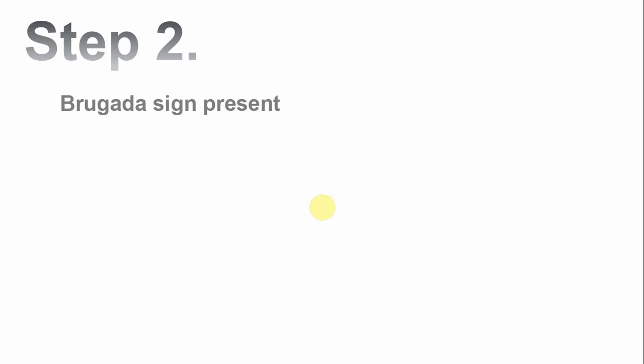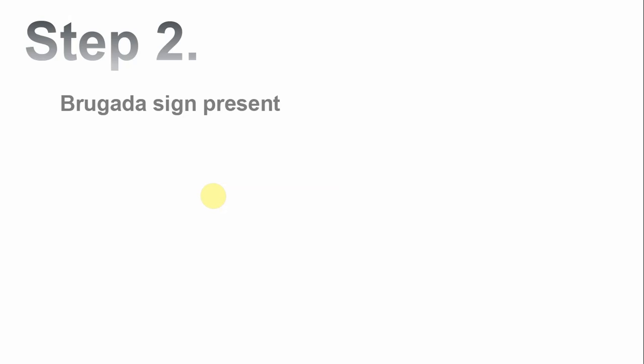Brugada criteria step 2: presence of the Brugada sign. If the distance between the beginning of the R wave and the nadir of the S wave is more than 100 milliseconds or 2.5 small squares, that is called the Brugada sign. This feature has a sensitivity of 66% and a specificity of 98%. Therefore, we can confidently rule in VT if the Brugada sign is present. However, we may not be that confident in ruling out VT if the Brugada sign is absent.